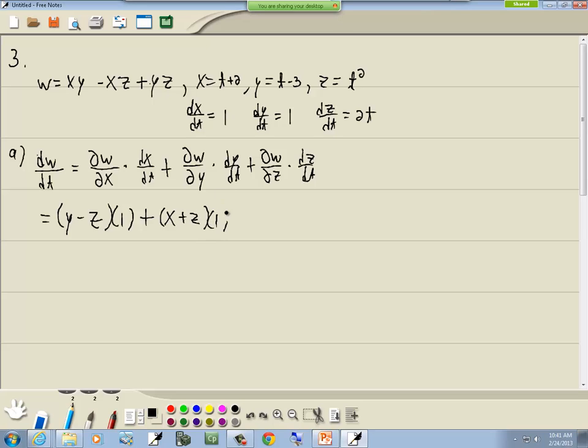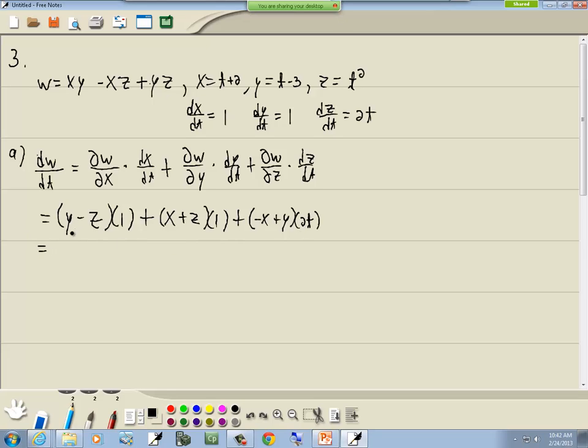Times dy/dt, which is 1, plus the partial of w with respect to z. The xy doesn't have a z, so it drops away. The negative x we treat as a constant, and the derivative of z is 1, so that gives us minus x. And the y we treat as a constant, and the derivative of z is 1, so that gives us plus y. Times dz/dt, which is 2t.